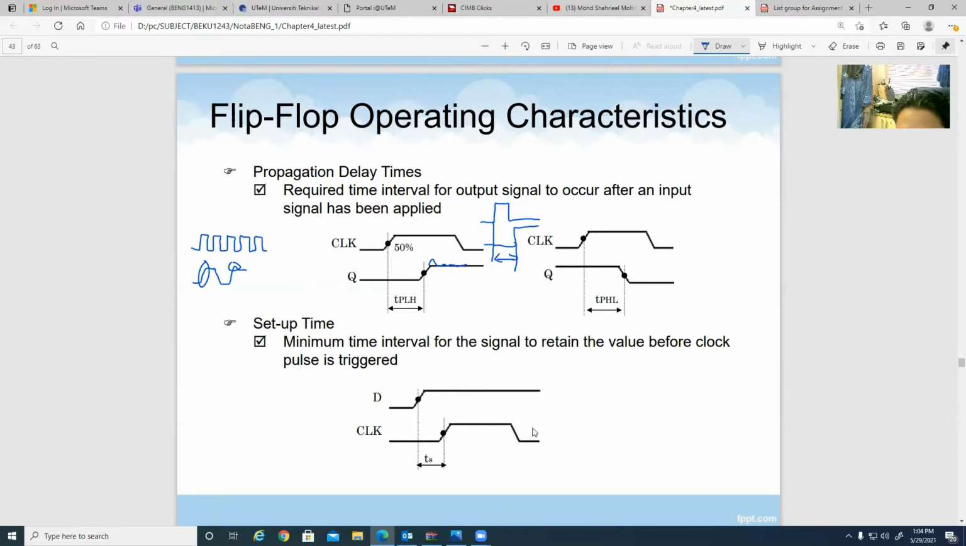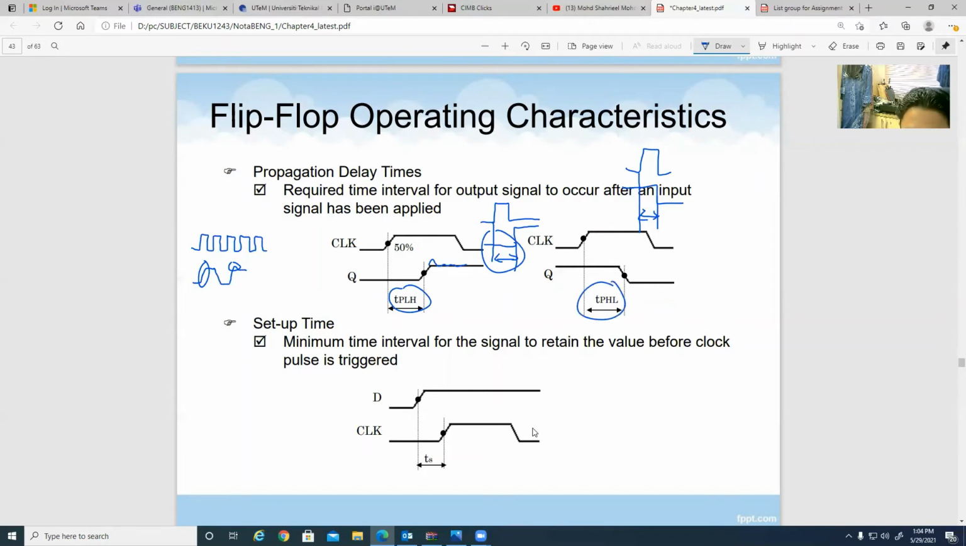You can see this point to this point you can declare as the propagation delay for the high, and then from the clock. For example, we have another clock here, and this one will be here. So from this point to this point, we can declare as the propagation delay for the low. This one for the high, and this one for the low.